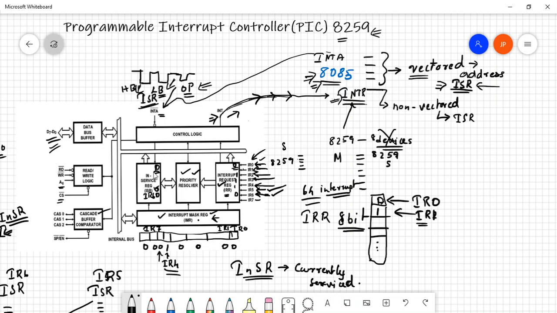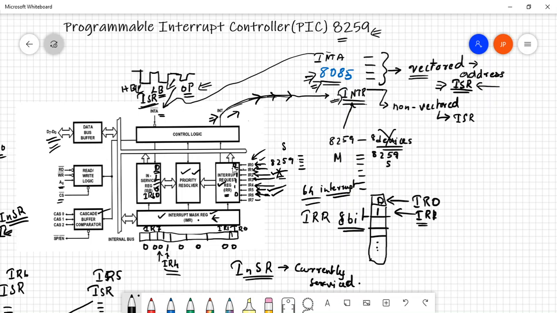Let's say there's one more condition: if IR2 is being serviced and IR2 occurs again while it is being serviced, then obviously it is the same device that is interrupting the PIC again and again. So if the device interrupts a second time before the servicing is completed, then the PIC is going to discard the second interrupt, right? Because the corresponding device is being serviced at this particular point, it does not take a second interrupt from the same device, right? So the ISR register keeps the record of which interrupt is being serviced.